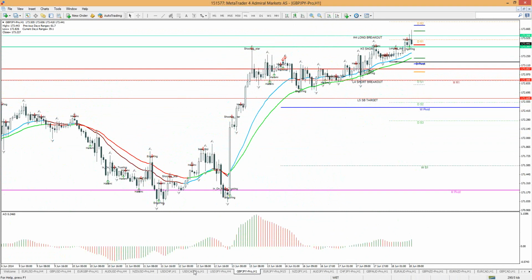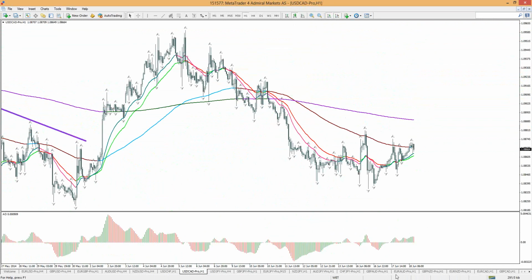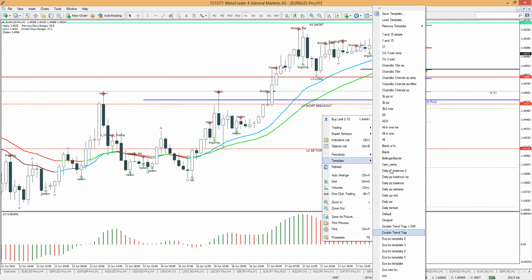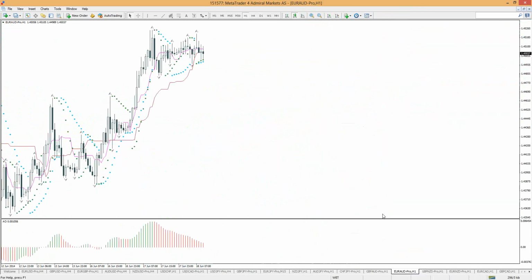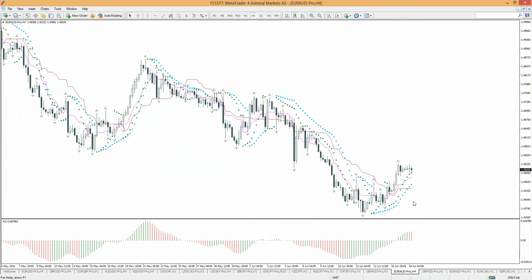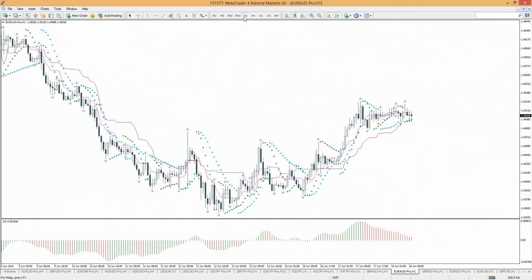Let me find an example that could be ready for a breakout. Let's take a look at the Euro Aussie. Hourly, 4-hour doesn't have it. The hourly doesn't have it either at the moment. It's fighting against the breakout, but not there quite yet.